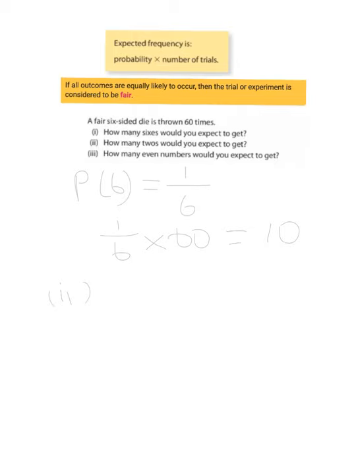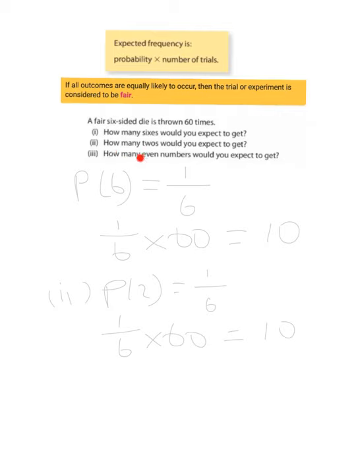Part 2 is how many 2s would you expect to get? So we have to get the probability of getting a 2 when a fair six-sided die is thrown. The probability is the number of favourable outcomes all over the total number of outcomes. So how many 2s are on a die? It's 1 out of the total again, so that will give me 1/6. To get the expected value, it's the probability multiplied by the number of trials. So in this case again, it would be 10.